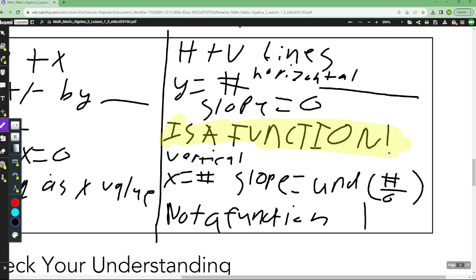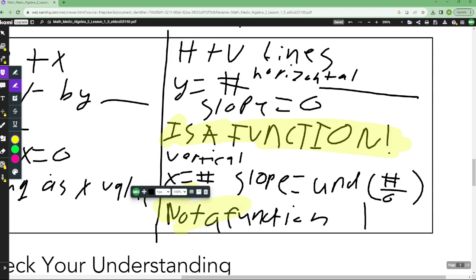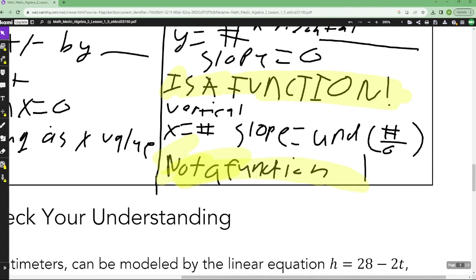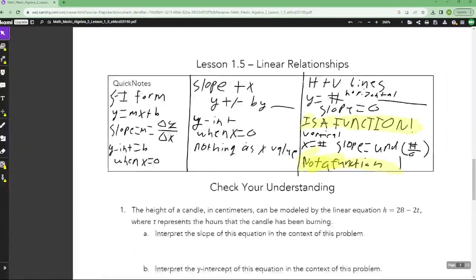That's just straight up. It's not a function because it does not pass the vertical line test, which you may have heard of. That means if there's one input of x and two or more than one output of y, it does not pass the vertical line test, which means it is not a function. So, for example, circles are not functions. Now, we're going to check our understanding a little bit here.